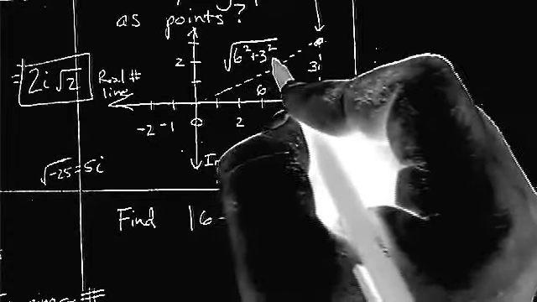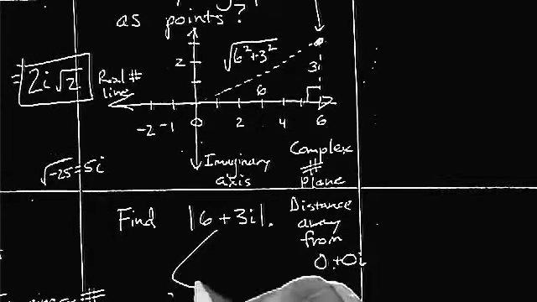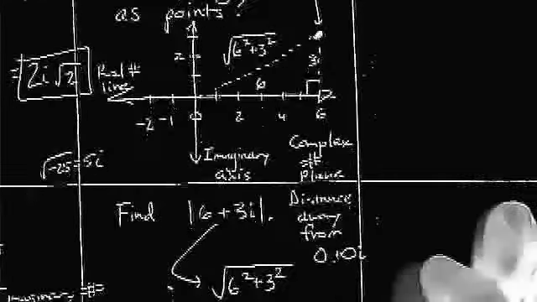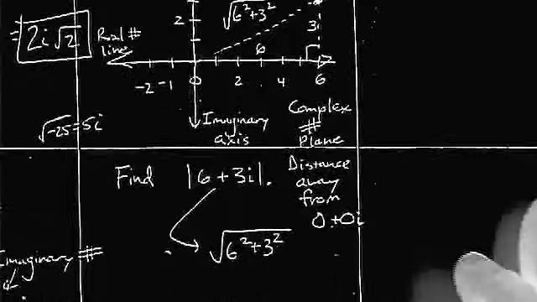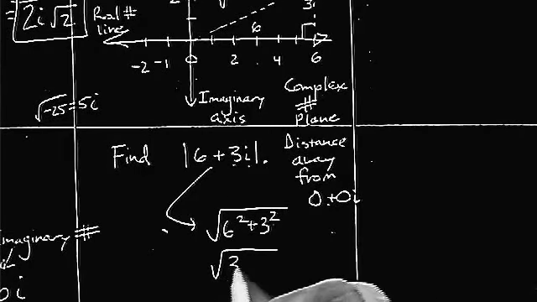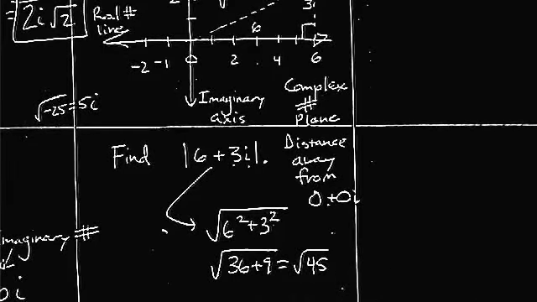And you'll notice that when I do this, the absolute value of this being the square root of 6 squared plus 3 squared, there are no i's involved, folks. I don't take 3i and square it, I just take the 3. It's the imaginary portion of the imaginary number. I do not take the i. So, 36 plus 9 equals the square root of 45.